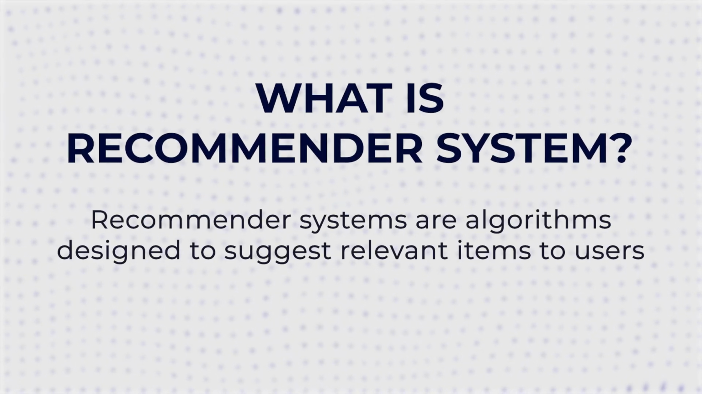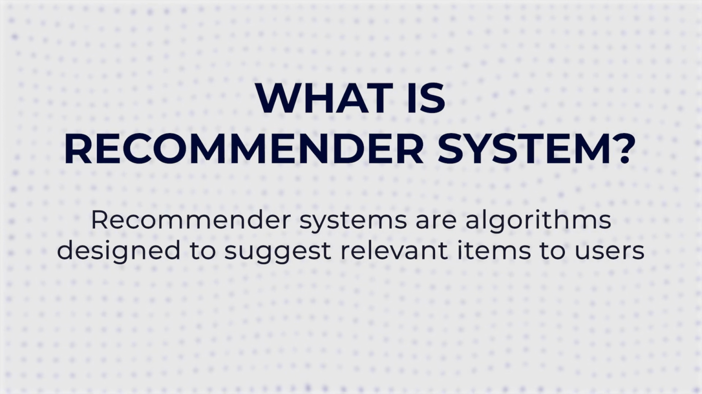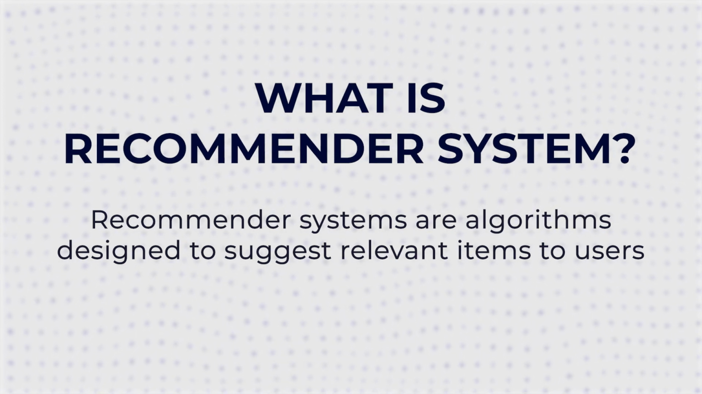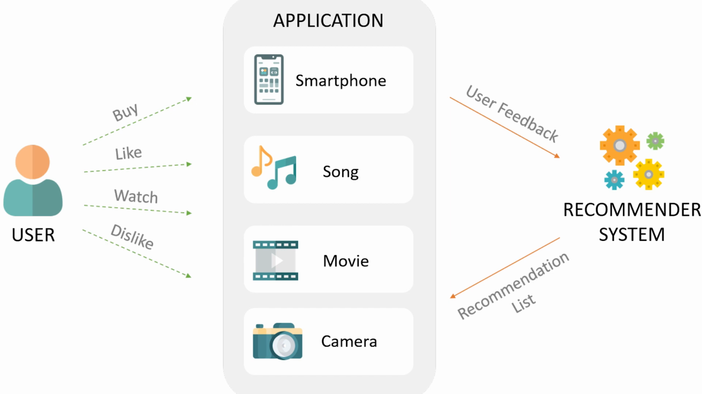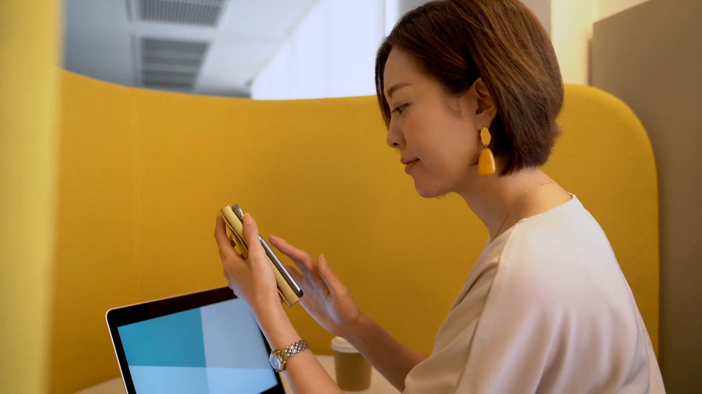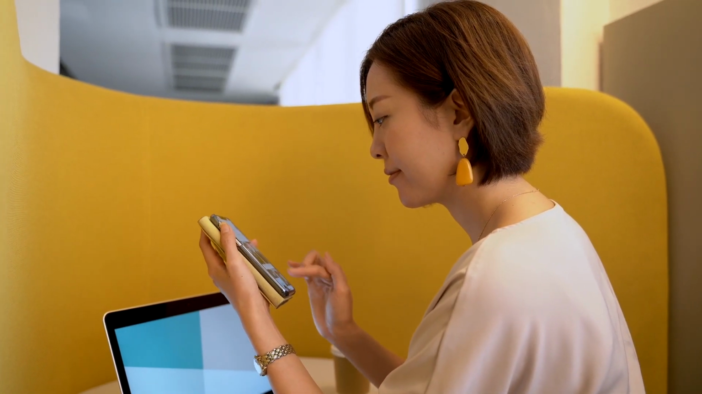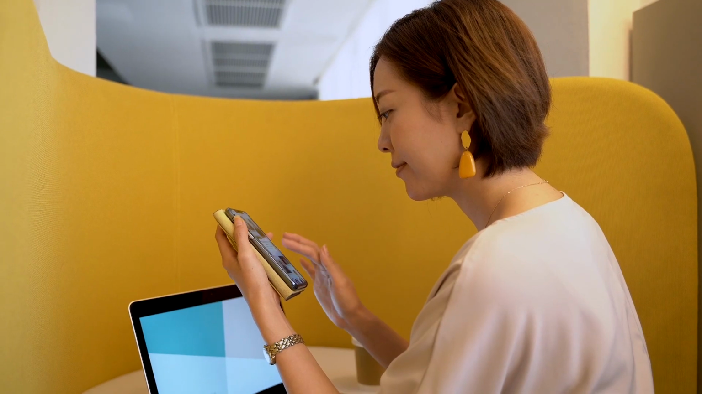Simply put, recommender systems are algorithms designed to suggest relevant items to users. These items can range from movies, music, books, and articles to products in an e-commerce store. The primary goal is to provide personalized recommendations that enhance user experience and satisfaction.